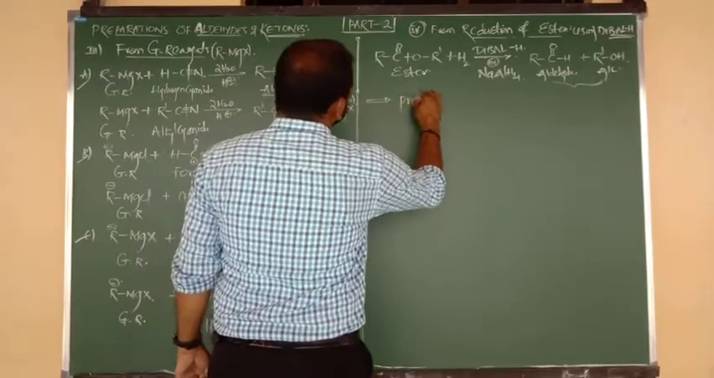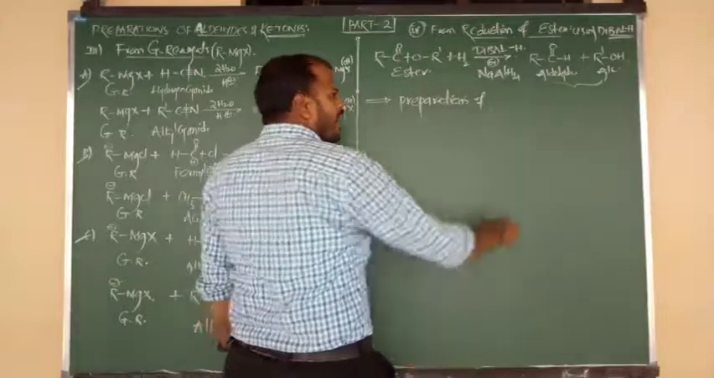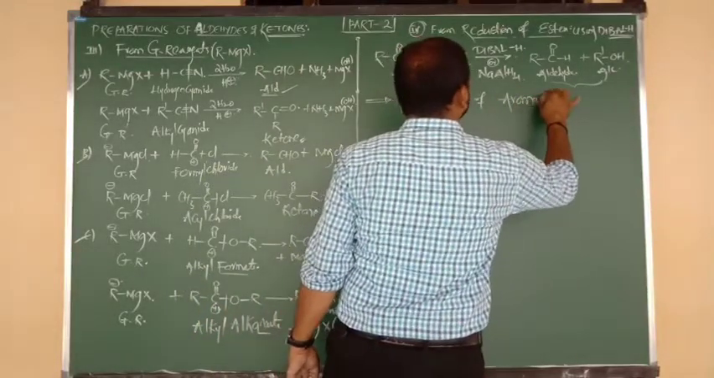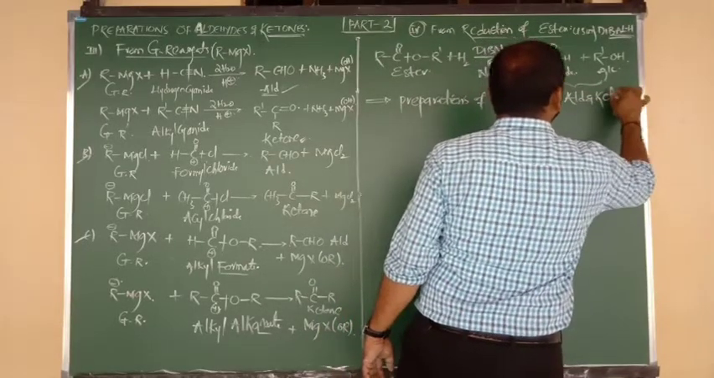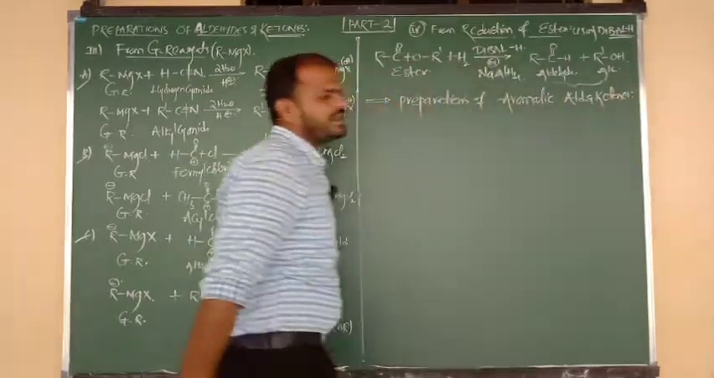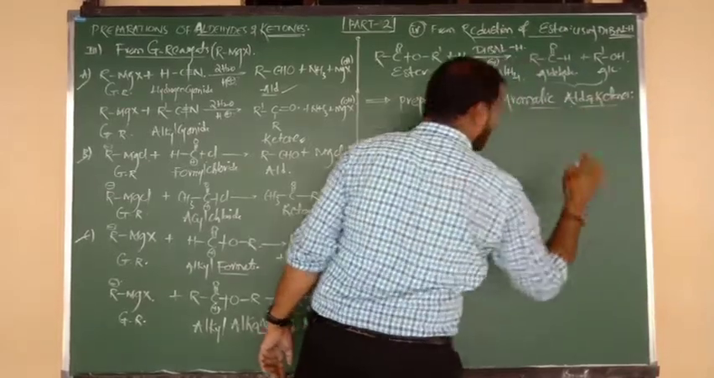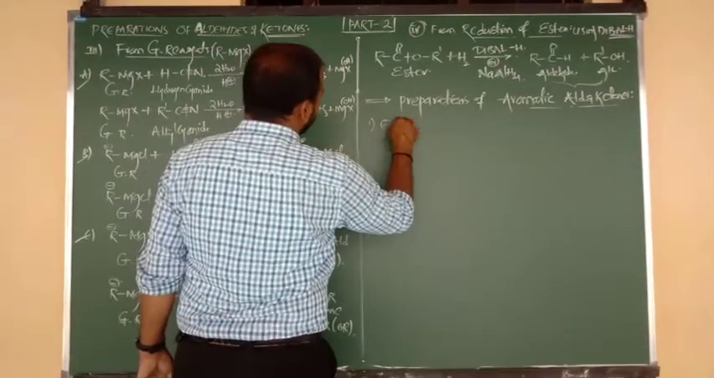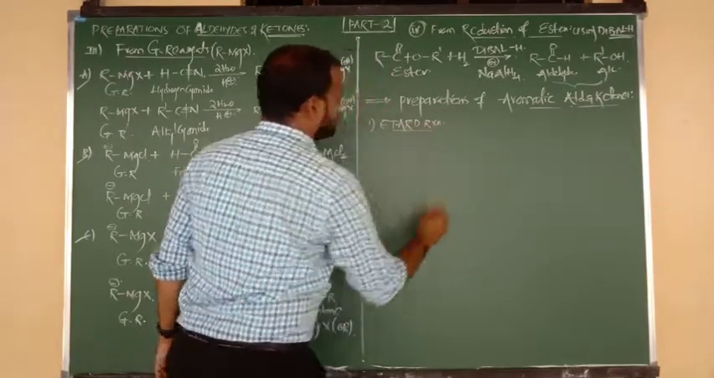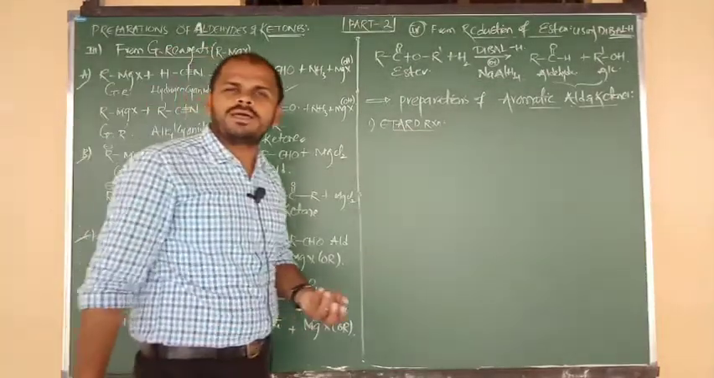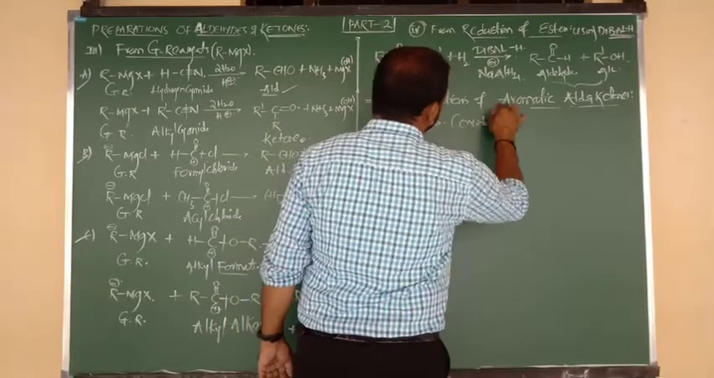Preparations of aromatic aldehydes and aromatic ketones. How to prepare the aromatic aldehydes and ketones? In that, the first method I am going to discuss with you, you know very well, a very important method, that is known as Etard reaction. In Etard method, what we have to do, beta? We have to do oxidation of toluene. So simply I am going to mention here: oxidation of toluene.